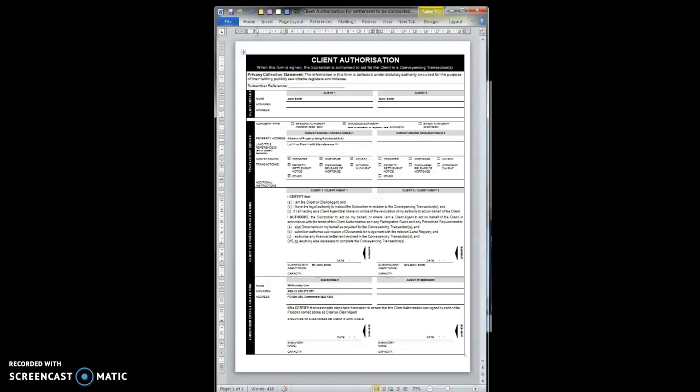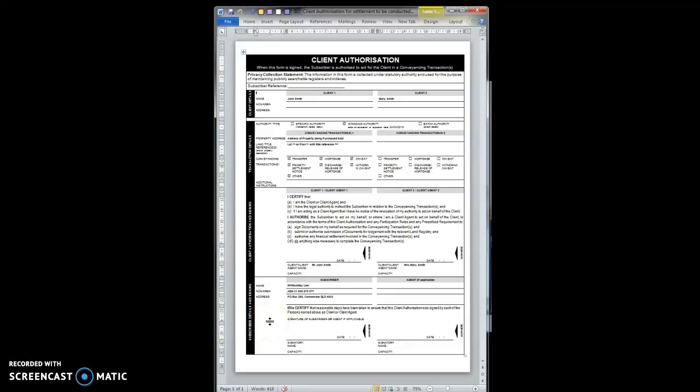Today we're looking at the PEXA forms for conveyancing electronic settlements, as well as the client identification forms which are also required for our electronic conveyancing settlements. This first form that we've got here is the client authorisation form.